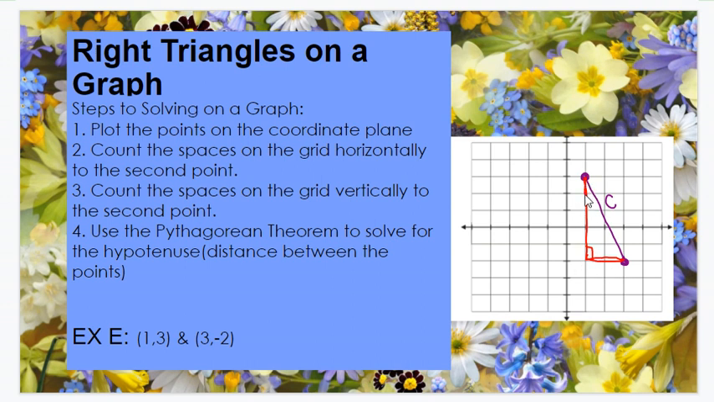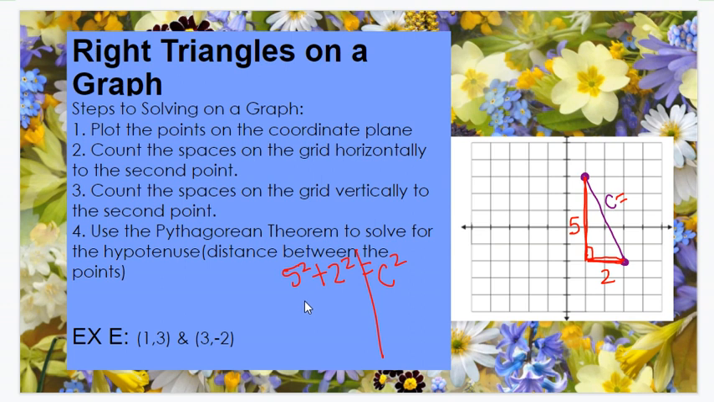We know that this leg is 1, 2, 3, 4, 5 units, and we know that this leg is 2 units. So now we have a right triangle. We know the legs, and we are looking for this distance here, the hypotenuse. So we're going to use our Pythagorean theorem, a squared plus b squared equals c squared, to find that distance between these 2 points. So we'll have 5 squared plus 2 squared equals c squared.